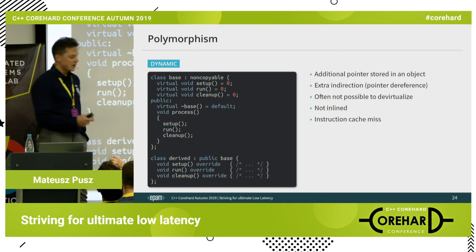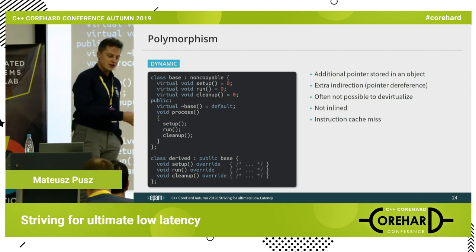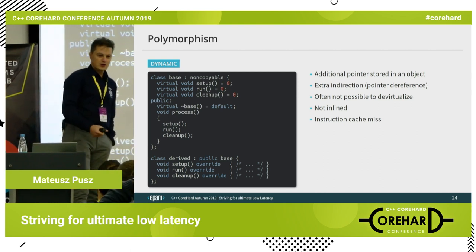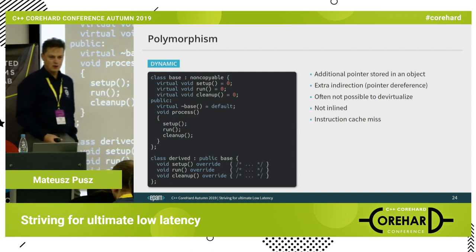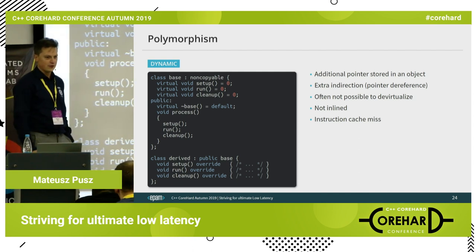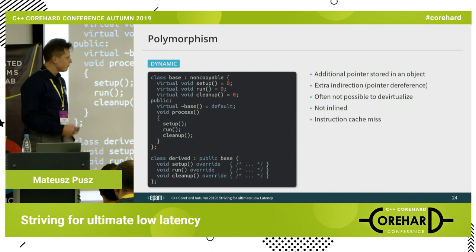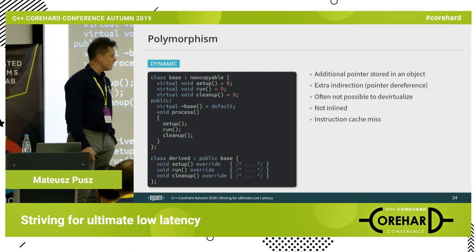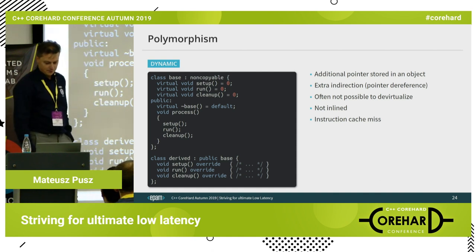And of course, if you cannot know what will be run, you cannot devirtualize. You cannot inline this stuff. So you're also paying for the function call there. So this is the biggest problem of polymorphism, not just the dereference of the vptr.